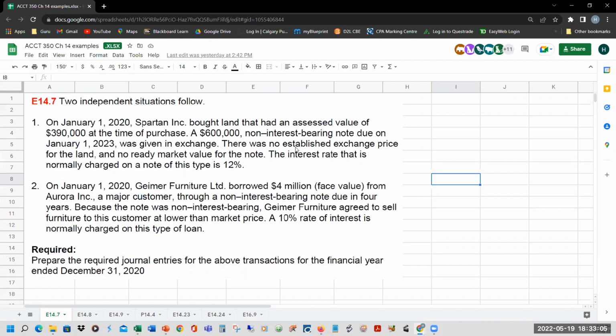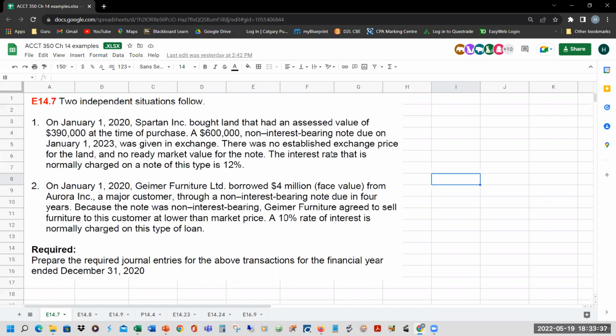Right, this note is due January 1st, 2023. So clearly, you can see the transaction happens January 1st, 2020. The note is dated for January 1st, 2023. So it's going to be paid $600,000, it's going to be paid off in 3 years' time. Right, so no interest payments through the 3 years. That's crazy, right? So obviously that $600,000 number is inflated, right? So that is also not what the fair value of this transaction is.